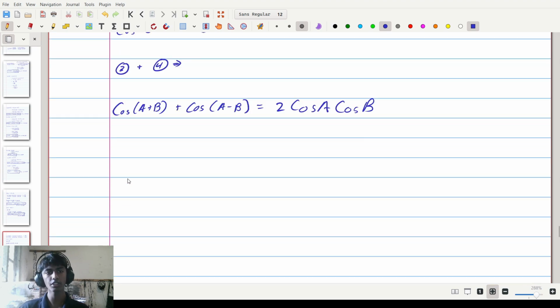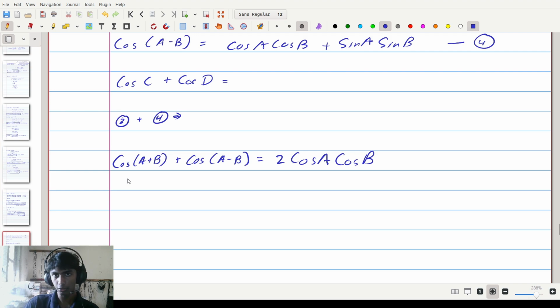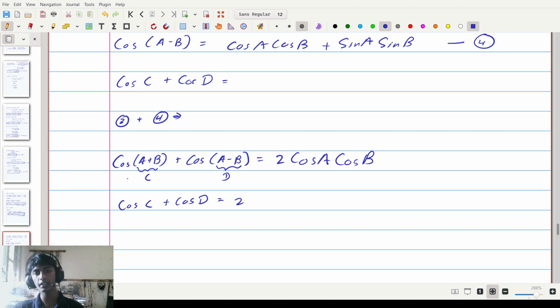And now, since we don't want cosine of A plus B plus cosine of A minus B, we want cosine of some angle C plus cosine of some angle D. We are simply going to replace the symbol A plus B with the symbol C and the symbol A minus B with the symbol D, which then on the left side will give us cosine of C plus cosine of D. Now we need to replace the right side's two variables A and B in terms of C and D.